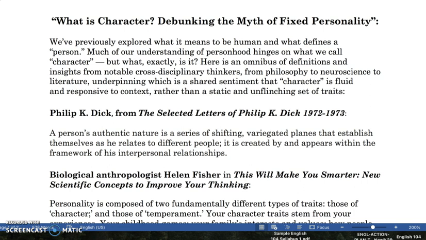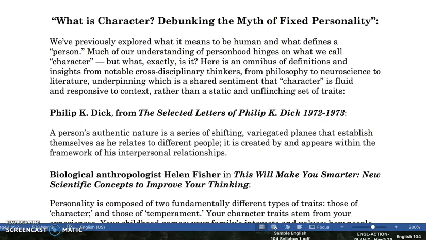Omnibus seems like it's a lot, because the article has a lot of different people inside in terms of information that they're providing. Like Philip K. Dick has a quote, Helen Fisher below has a quote, and so on. So here is a lot of definitions and insights from notable cross-disciplinary thinkers, from philosophy to neuroscience to literature, underpinning which is a shared sentiment, that character is fluid.